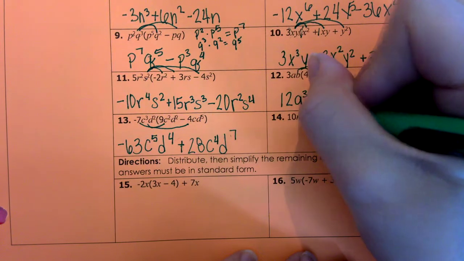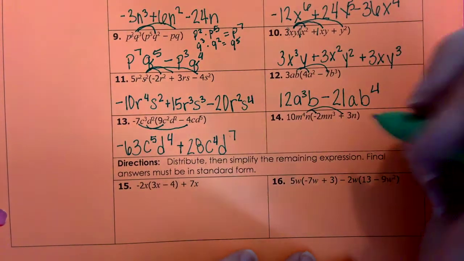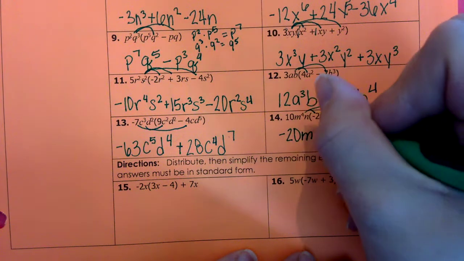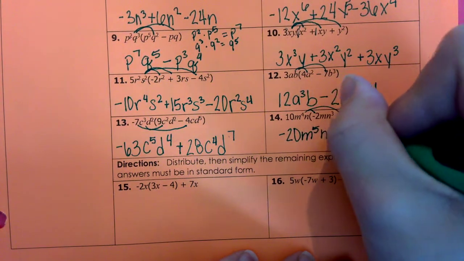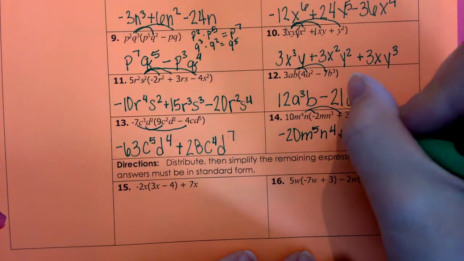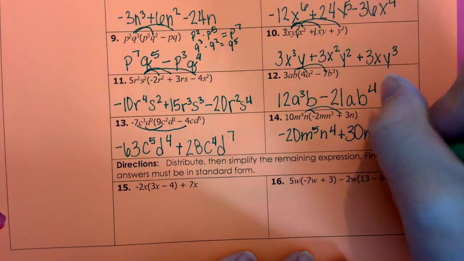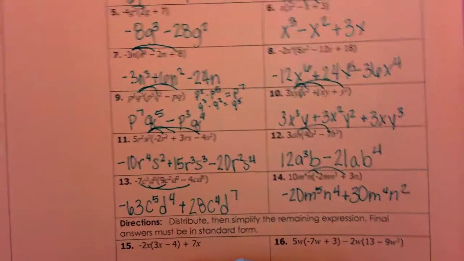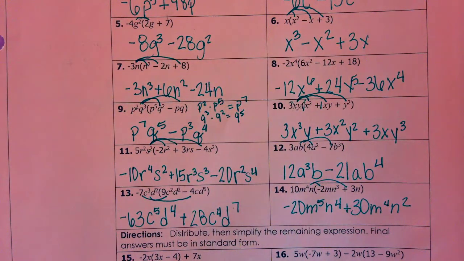Okay, now I'm going to go through number 14. What you should have gotten was negative 20m^5n^4 plus 30m^4n^2. So that is how we are multiplying a monomial by a polynomial. What it means is we're multiplying one single term by multiple terms.